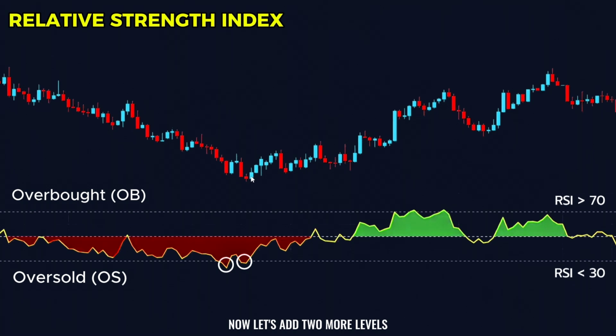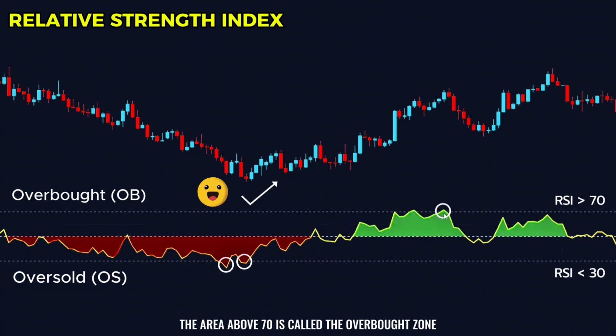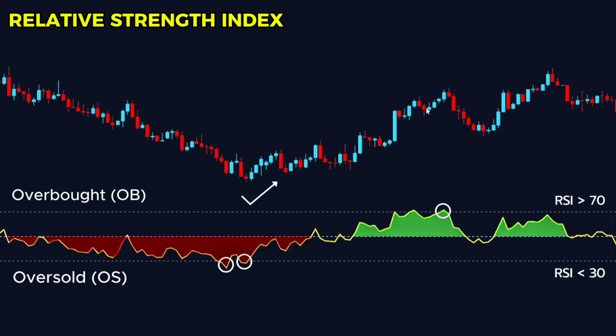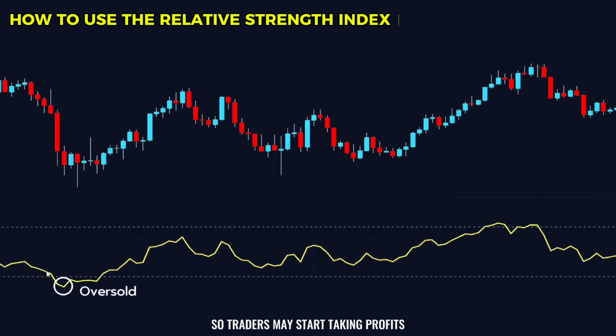Now let's add 2 more levels. The upper line is RSI 70. The lower line is RSI 30. The area above 70 is called the overbought zone, or OB. The area below 30 is called the oversold zone, or OS. When the RSI moves above 70, it tells us that the market has become too strong. There has been too much buying. The price has become expensive, so traders may start taking profits.